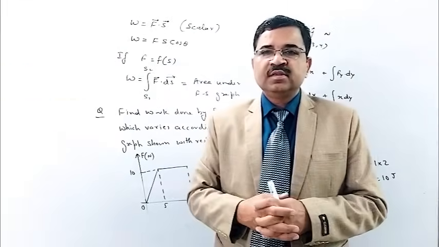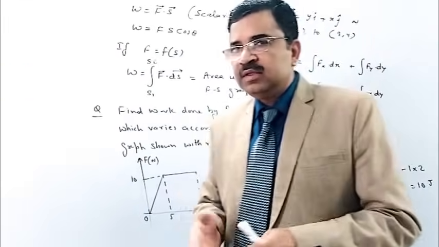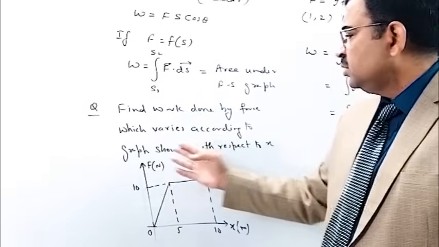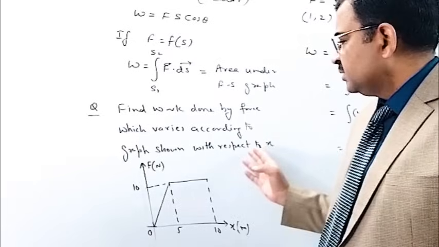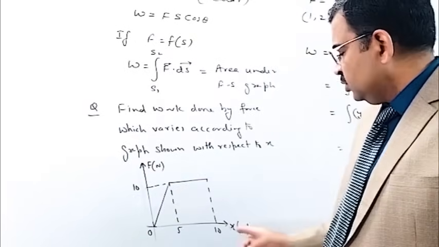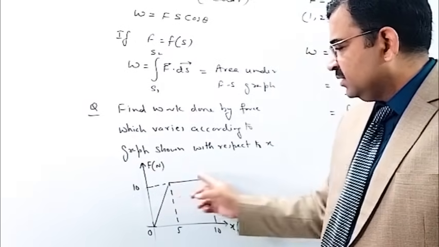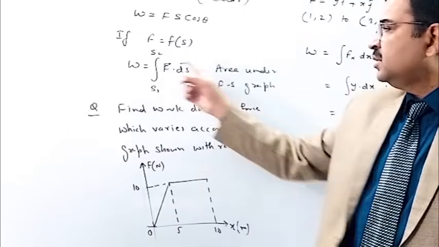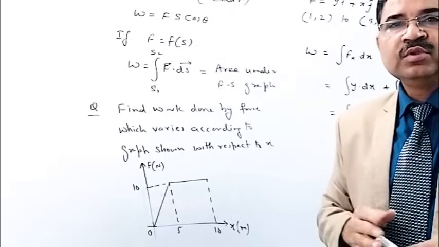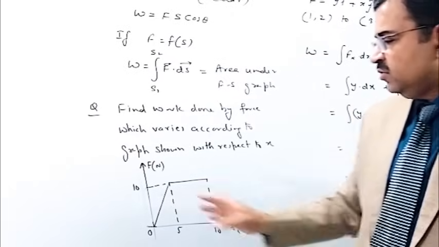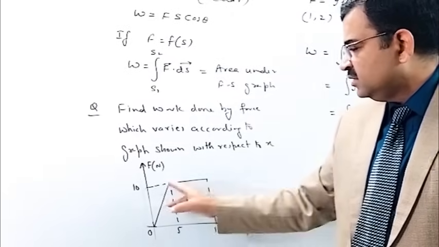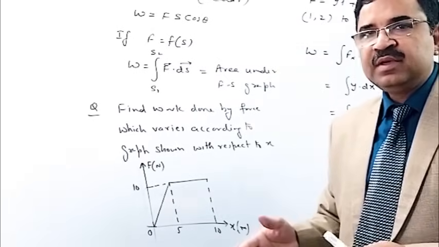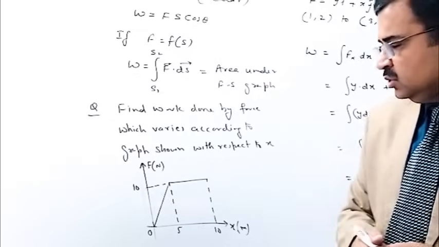Now students, let us consider one more question based on a graph. It's a simple question: find the work done by a force which varies according to the graph shown with respect to x. Now this is the force and position graph, and this graph is like this. Now we have to find the work done. Now we know that work is also given by the area under the force displacement graph. So we just have to find the area of this graph, and it is a trapezium. So the area of a trapezium is half into sum of the parallel sides into height. So let us apply that.